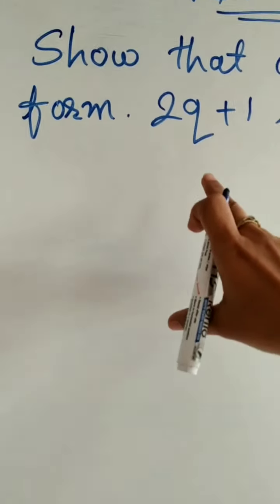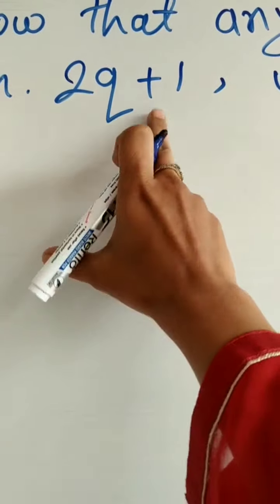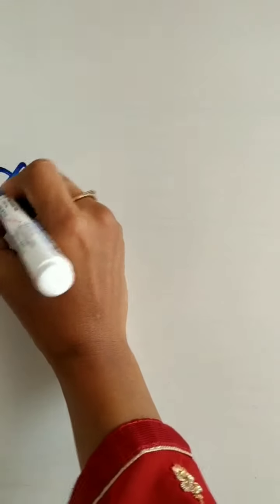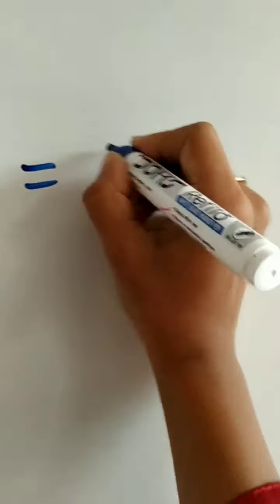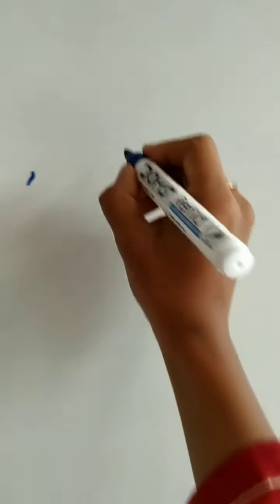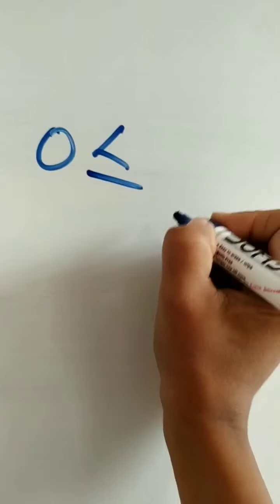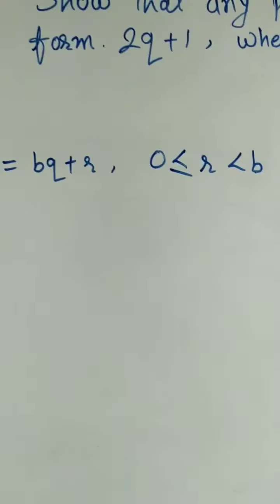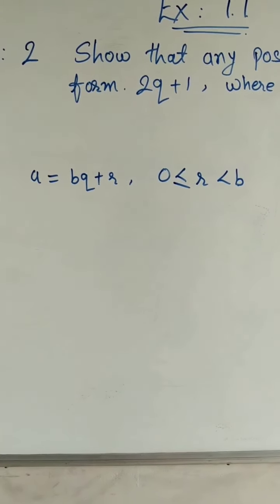So here we will discuss. Here we have to prove that 2q plus 1 is an odd number. So how will we prove it? First we will remember our Euclid's division lemma, which is a equals bq plus r, and it has the condition 0 is less than or equal to r is less than b. So this is our Euclid's division lemma.